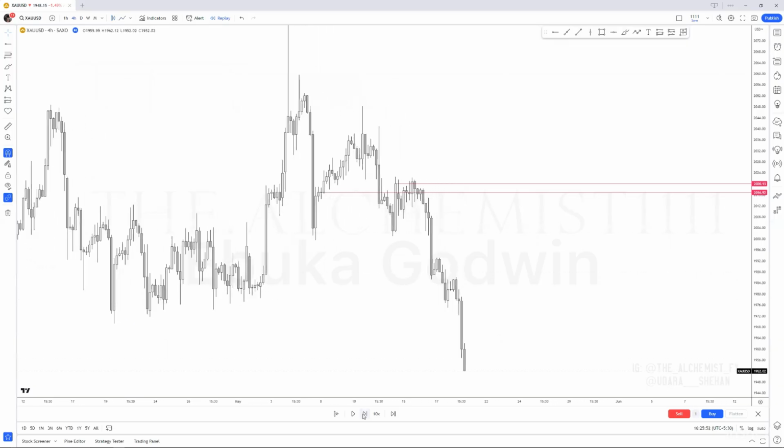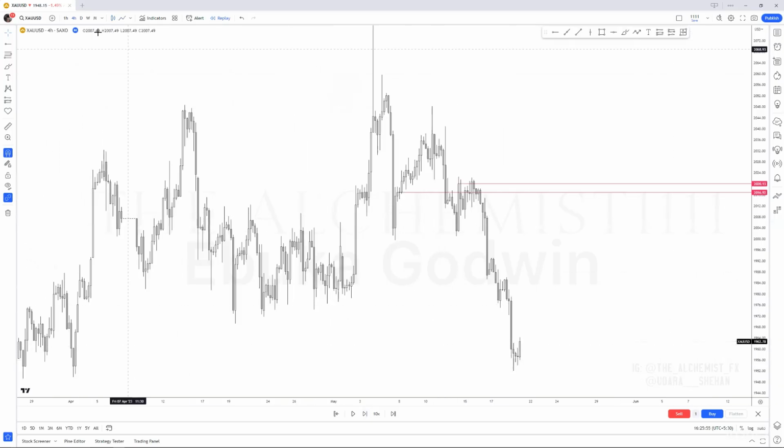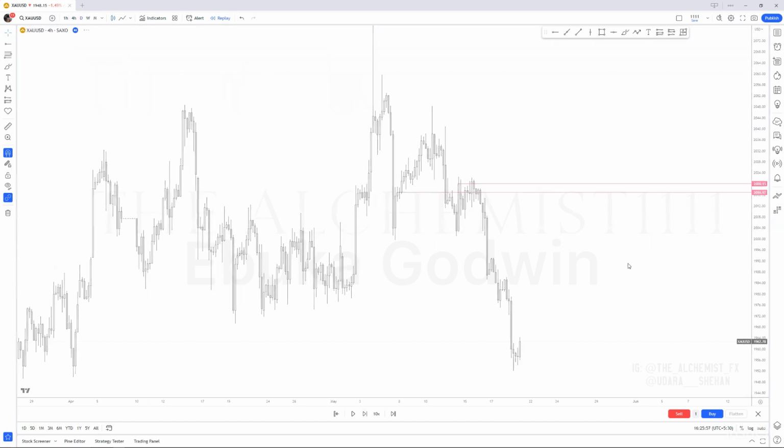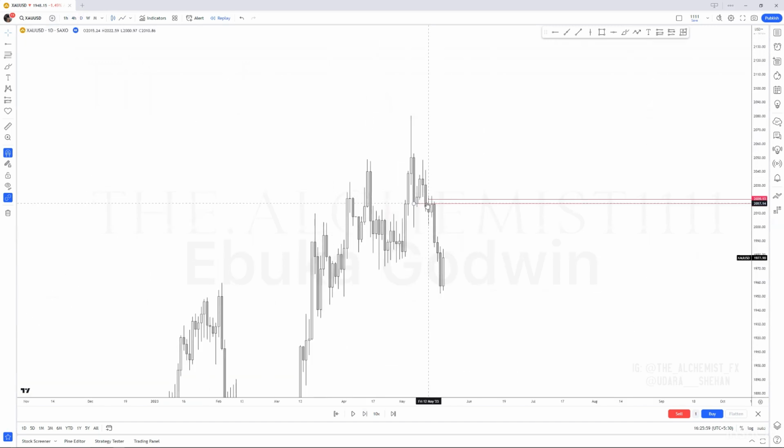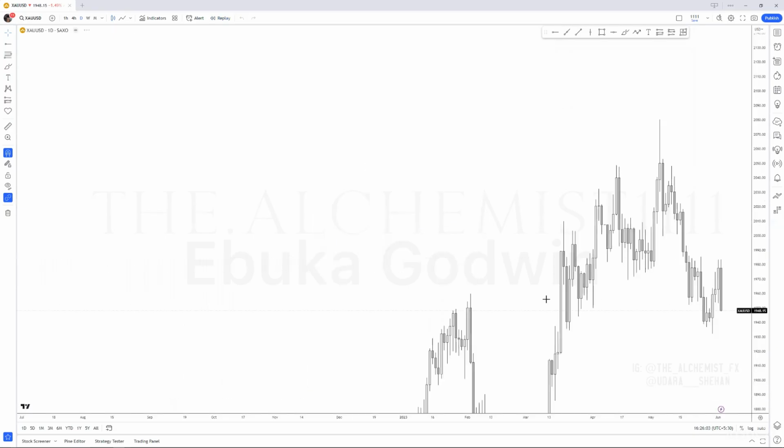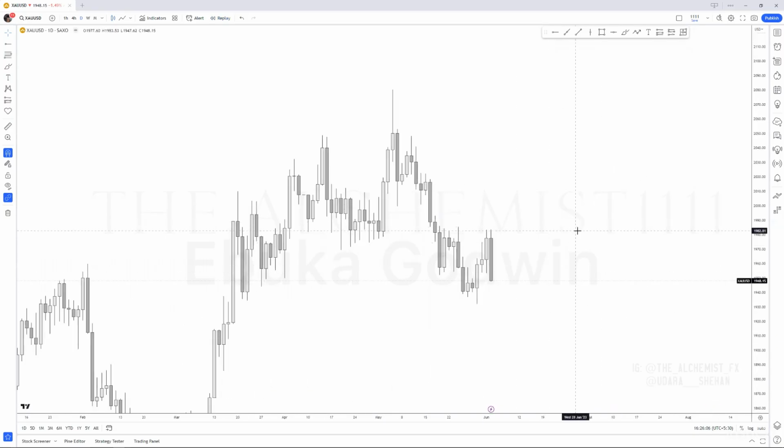There it drops. See that? Very nice. Okay, so yeah, that was a nice trade. That was a nice trade from all those areas. And what else? What else? Let's see. Let's try to see more examples of SBR maybe.